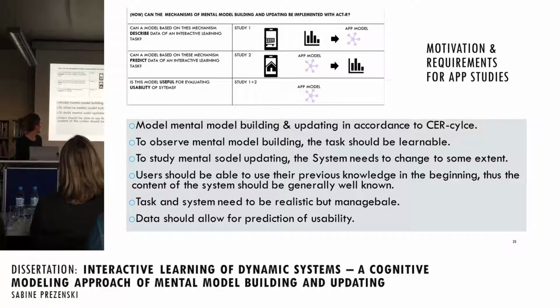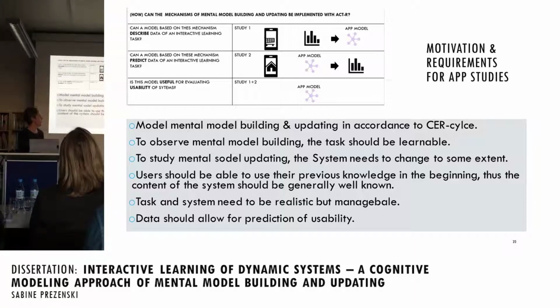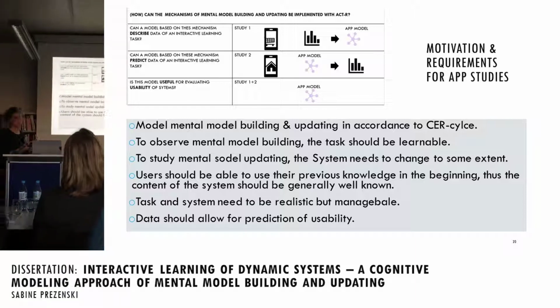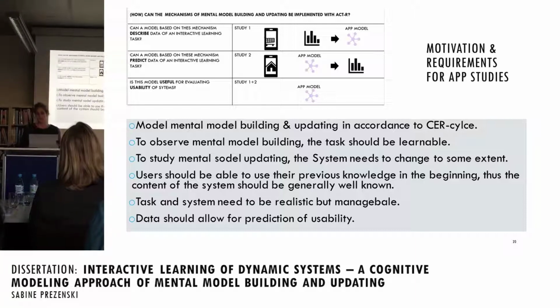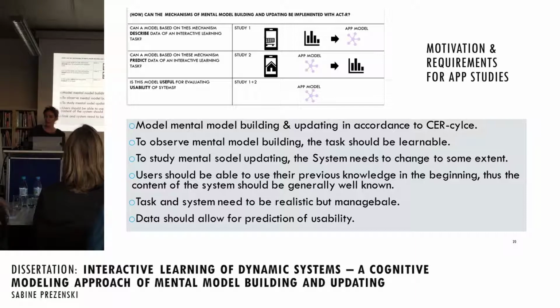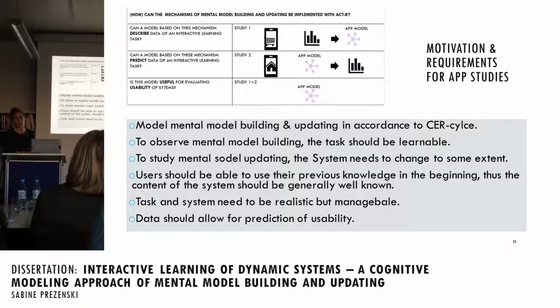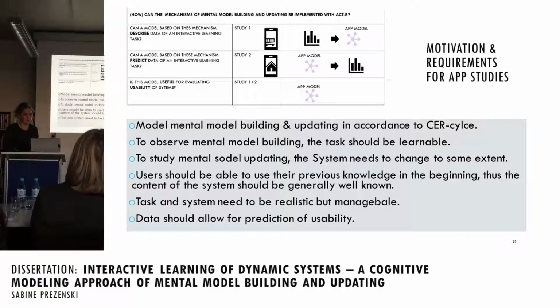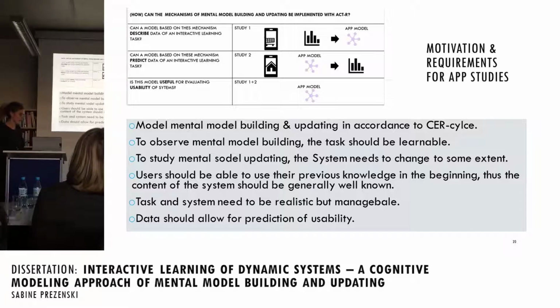And the users should be able to use their previous knowledge in the beginning, thus the content of the system should generally be well known. And finally, the task and the system need to be realistic, but on the other hand, they should be manageable, so we should be able to build an ACT-R model. And finally, the data should allow for prediction of usability.